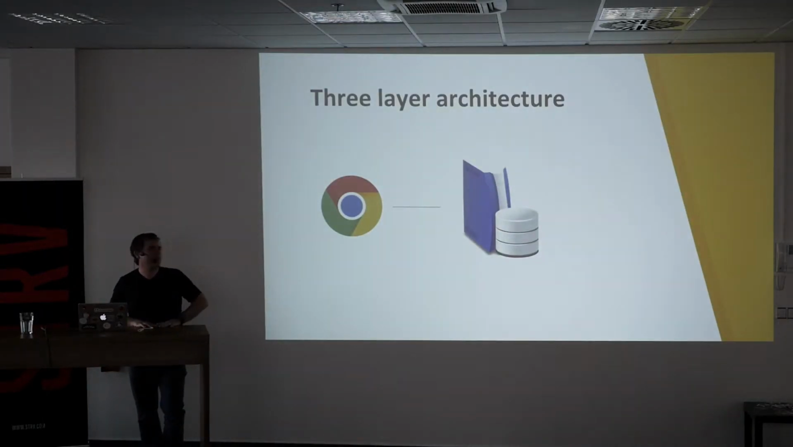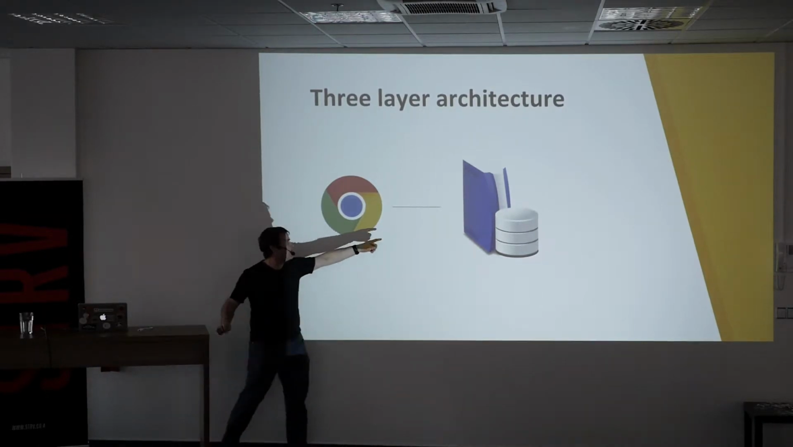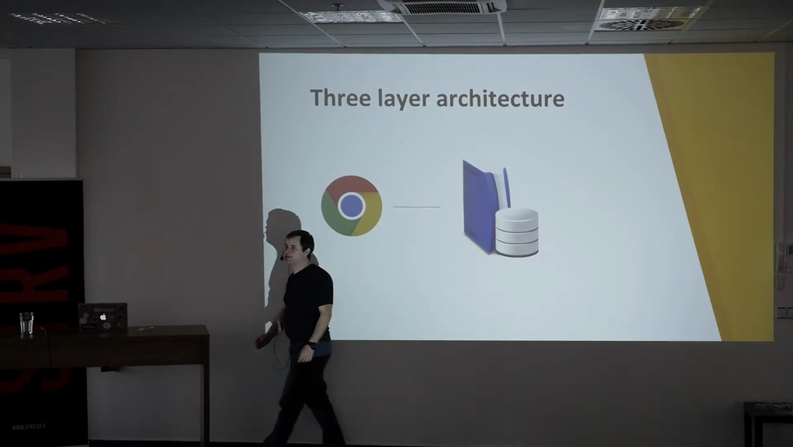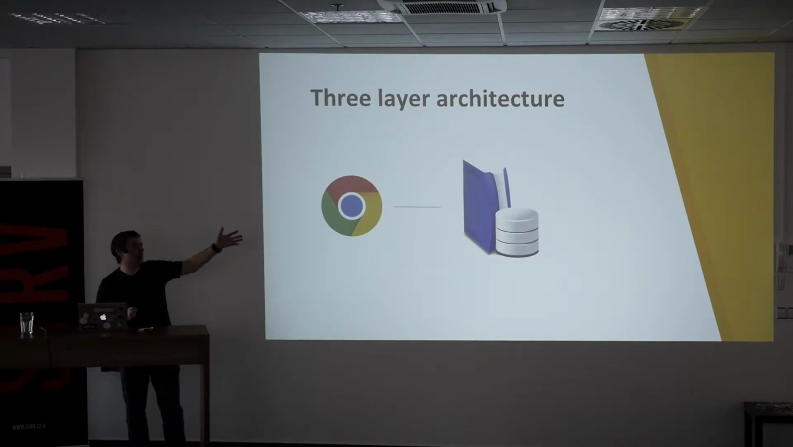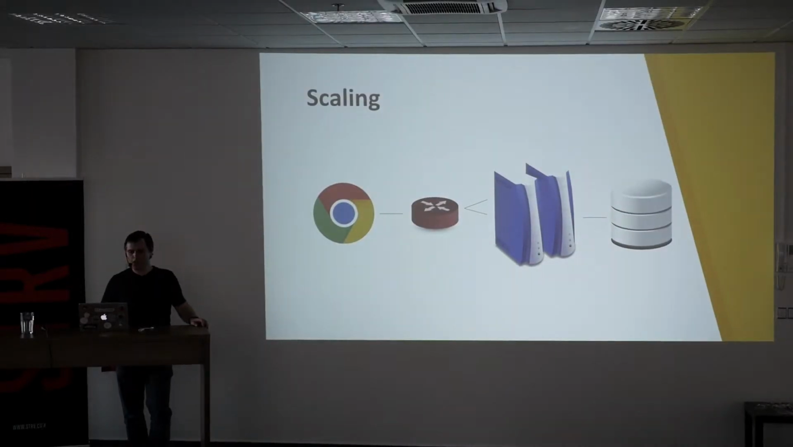Before we start, I would like to remind you the classical three-layer architecture. We have client, or browser in this case, application server, and this is the SQL database. This is the classical architecture, and one of the things you have to solve is how to scale it. Usually when your project grows, you start to do something like that.